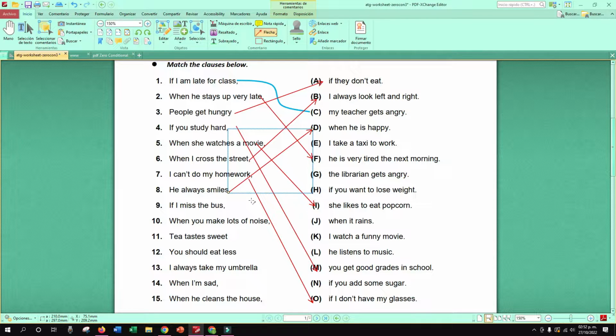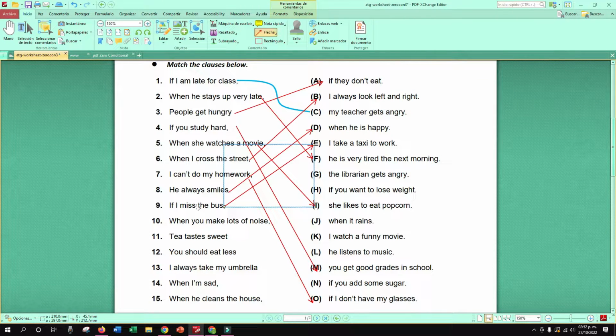What about 9? If I miss the bus, what is going to happen if I miss the bus? E. I take a taxi to go. Excellent, Mr. Cuellar. So I take a taxi to work. That's another option, right? So if I miss the bus, in this case, miss, perder, ¿verdad? Si yo pierdo el bus, yo tomo un taxi al trabajo.